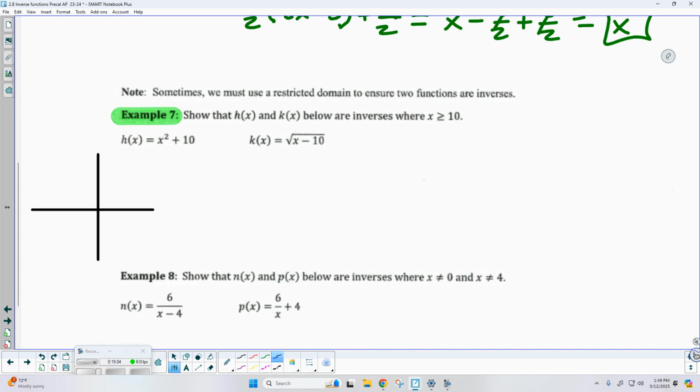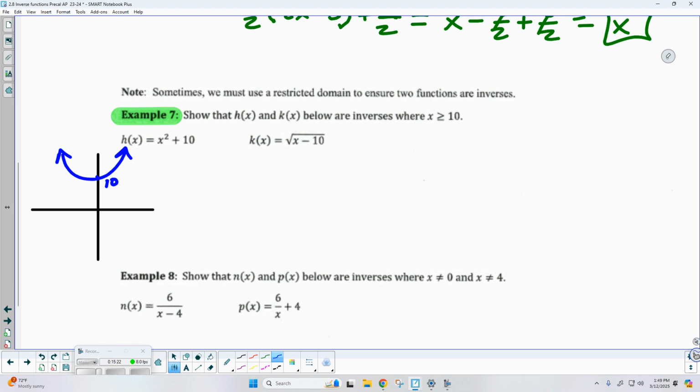9 minus 10 is a negative 1. What happens when you take the square root of a negative? It goes imaginary. Okay, so we're going to avoid that. Also, just think about it graphically. X squared plus 10. This is the quadratic parent, just shifted up 10 units.